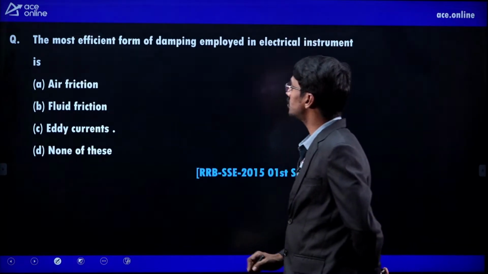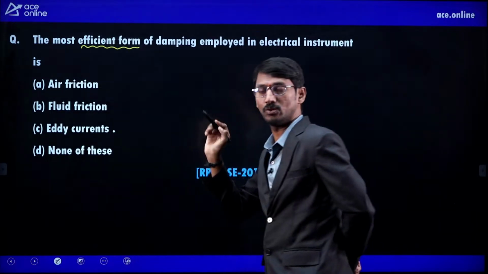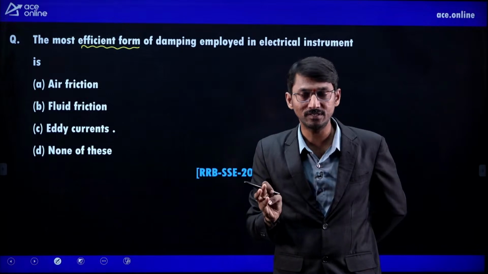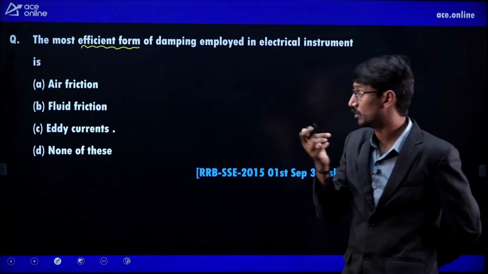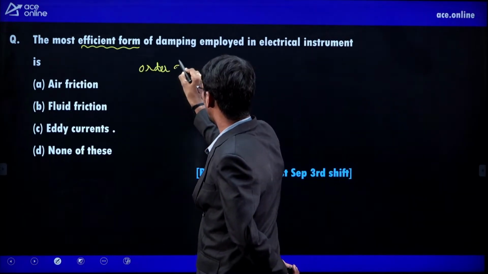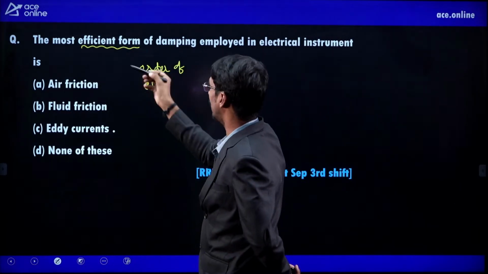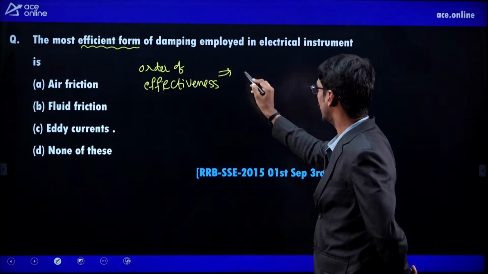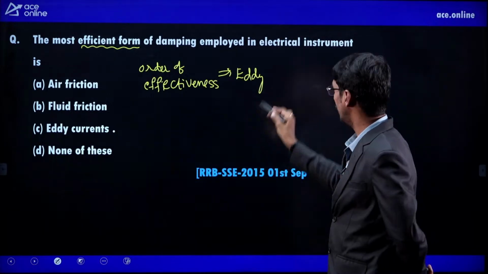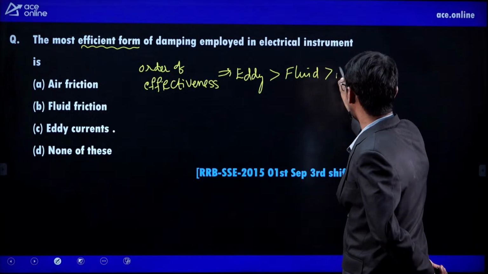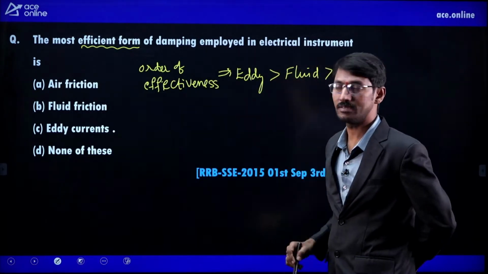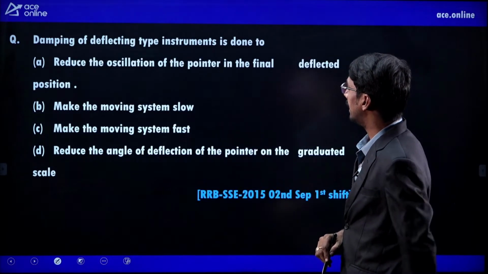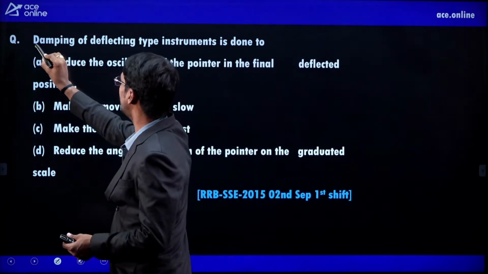Right, next. The most efficient form of damping, the most effective damping, the strong damping, which is efficient out of all. We have air friction, fluid friction and eddy current damping. Out of those three, which is highly effective? In the class I also gave the summary point, the order of effectiveness. What is the order? First eddy, later fluid, later air. So the highest efficient is eddy current. Therefore, eddy current damping torque method. Clear?